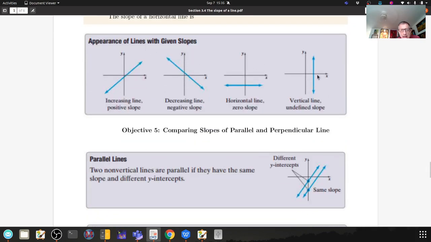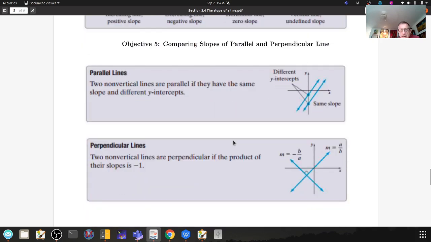So here we have a little graph with stuff I've already shown you. If you're an ant walking uphill from left to right and you're going up, it's positive slope. If you're walking from left to right and going downhill, it's negative slope. If you're on the level, the slope is 0. If you're in free fall, undefined slope.